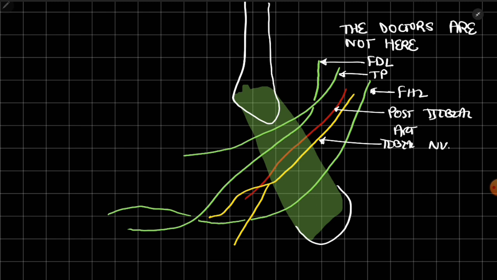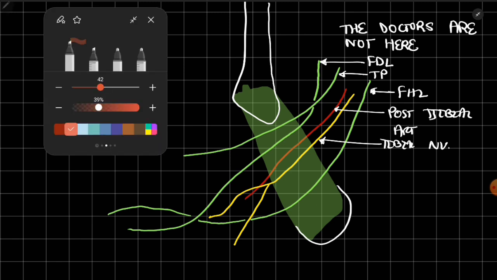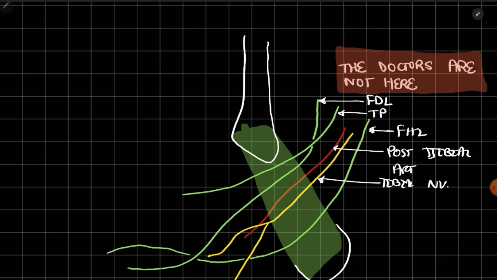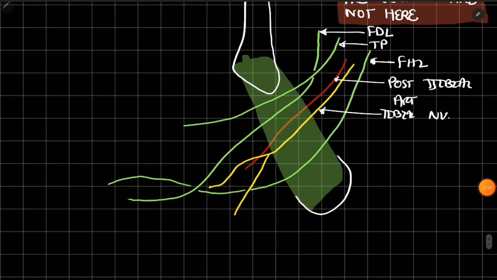Okay, so this was the relation of the flexor retinaculum. The tibialis posterior, the flexor digitorum longus, then the artery. Which artery? The posterior tibial artery. Then the nerve. Which nerve? The tibial nerve, and the flexor hallucis longus. So let me highlight this mnemonic for you. Okay, so this was all about the flexor retinaculum.